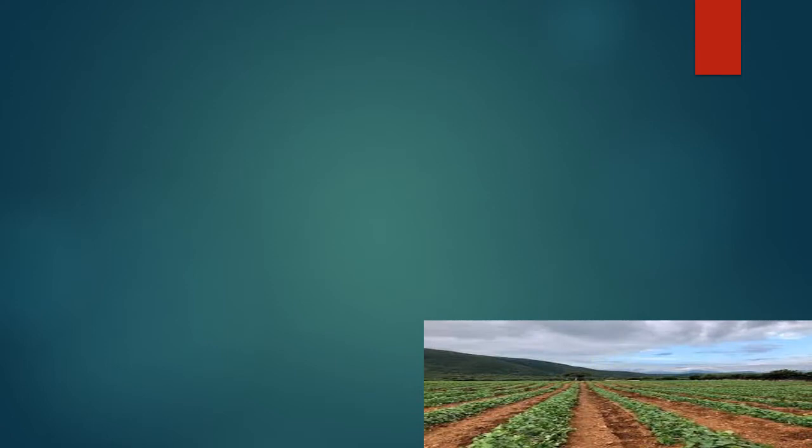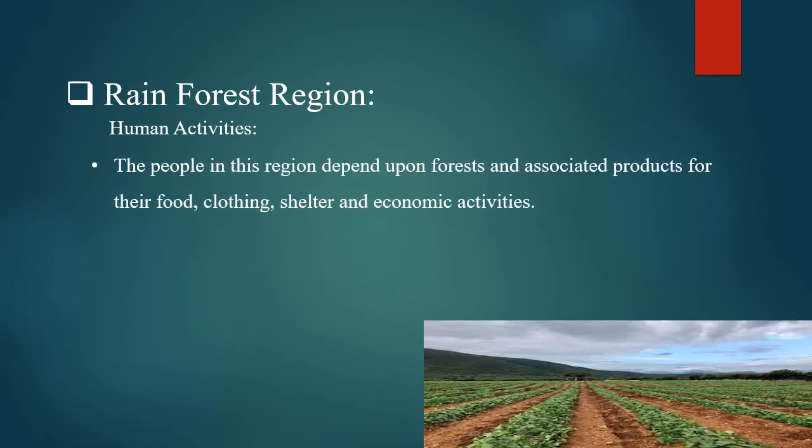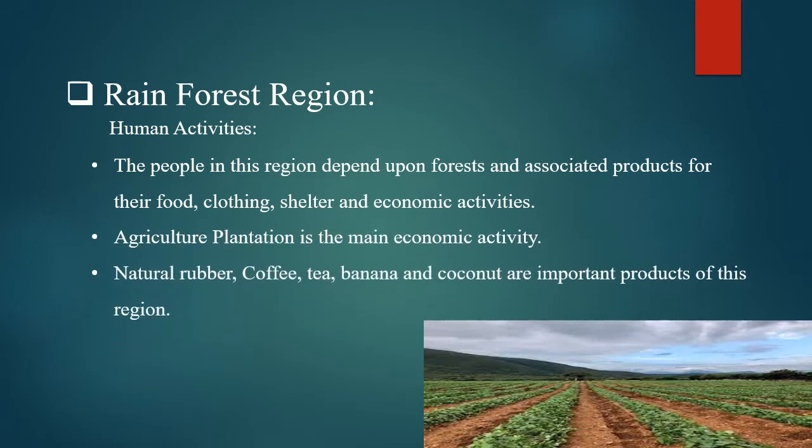Our next point is about the human activities of rainforest region. The people in this region depend upon forests and associated products for their food, clothing, shelter, and economic activities. Agriculture plantation is the main economic activity. Natural rubber, coffee, tea, banana, and coconut are important products of this region.